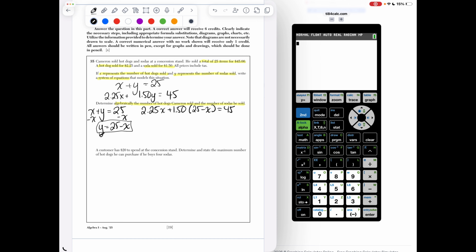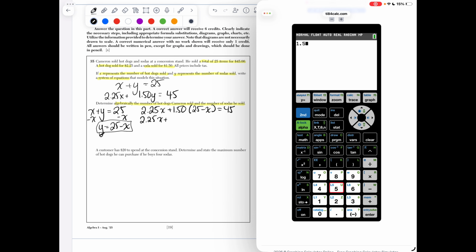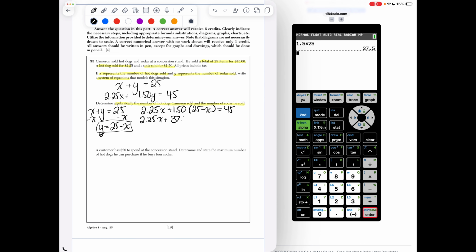Now that I have that, I can actually distribute. So I'm going to have 2.25X plus $1.50 times 25. And that's going to be $37.50, plus minus $1.50X, because I'm distributing $1.50 times a negative X. So that's going to be negative $1.50X is equal to 45. Now we're going to combine some like terms.